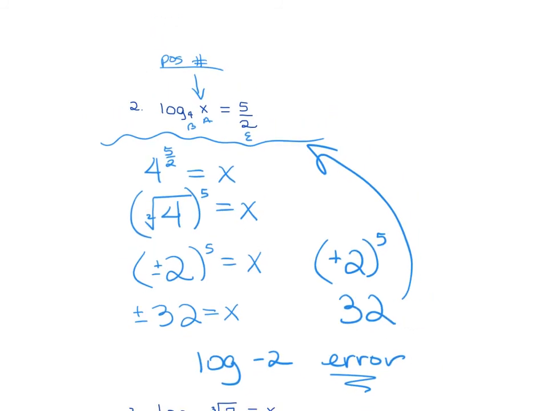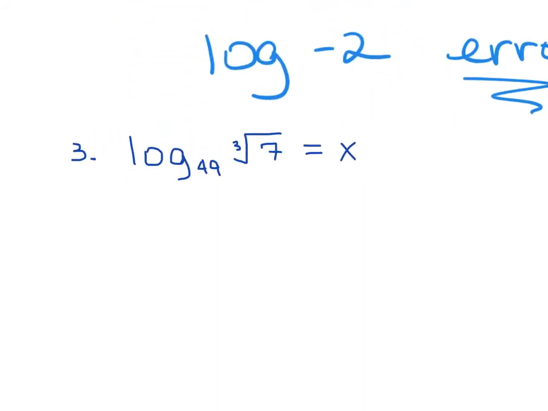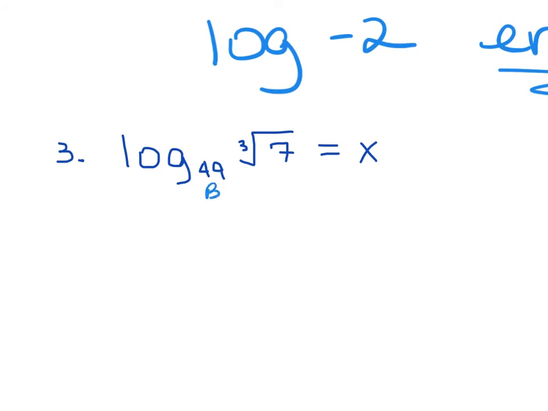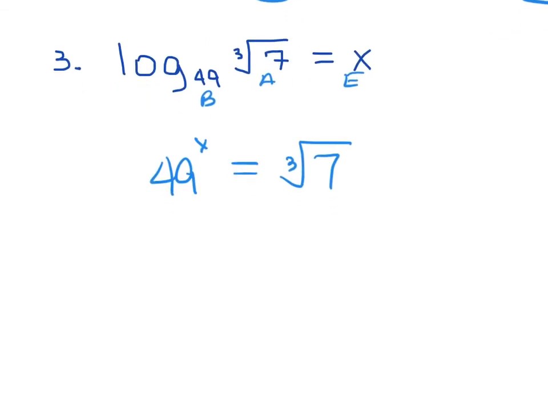Let's try the next one. Again, I'm going to put it into exponential form. 49 to the x power equals the cube root of 7. This could be a potential quiz question. What base do I want to make both sides? 7. Good. 49 is 7 to what power? Good. Drop the x. What about the cube root of 7? 7 to what power for this one?